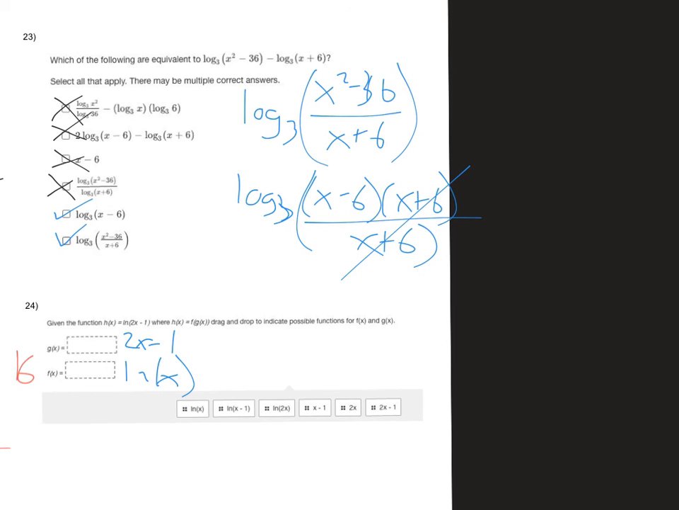You could also do this as the g of x as just 2x, and the f of x as ln of x minus 1. And then this 2x goes in for just this x, and we'd have the same result. Either one is fine. Both will be accepted by Schoology.